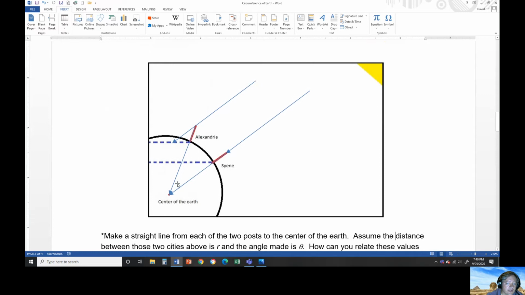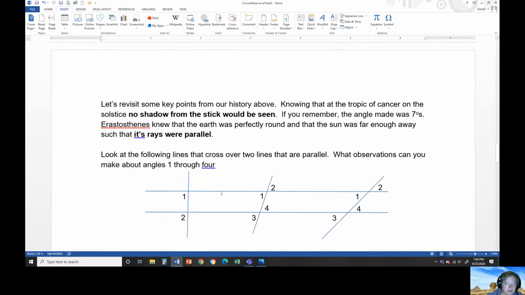So if this angle is 7 degrees, how much is this angle? Or if this angle is 7 degrees, rather, that's from the shadow, then this angle has to be 7 degrees. Okay?